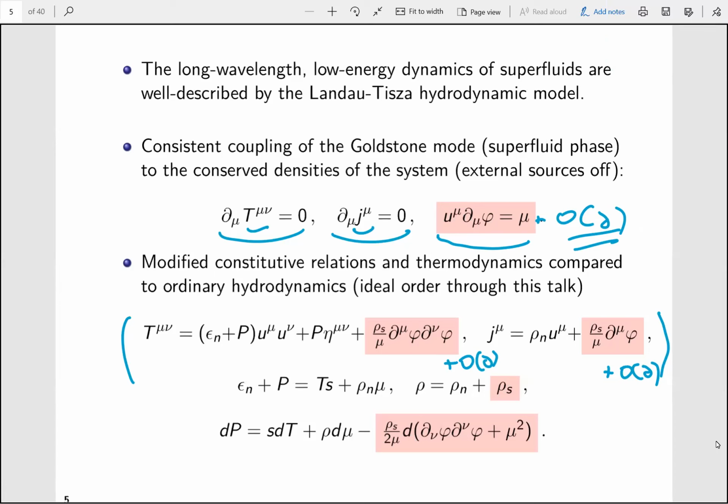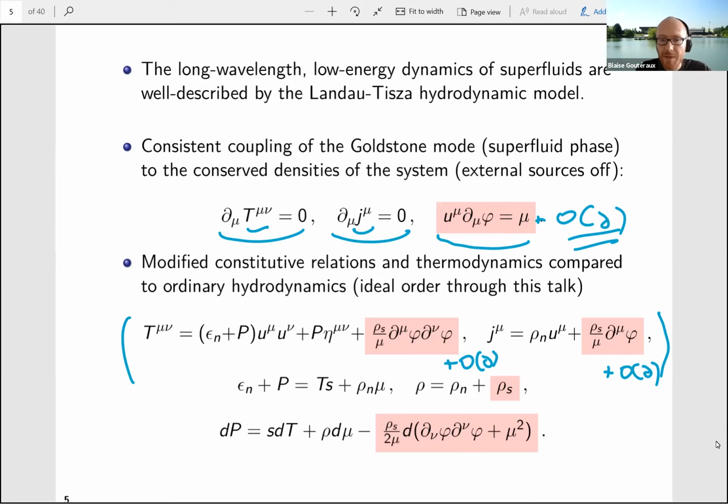Yes. What I wanted to also ask is this u, whether it should be thought of here as the energy current velocity or the charge velocity. Okay, let me go through this now. Let me describe the constitutive relations.